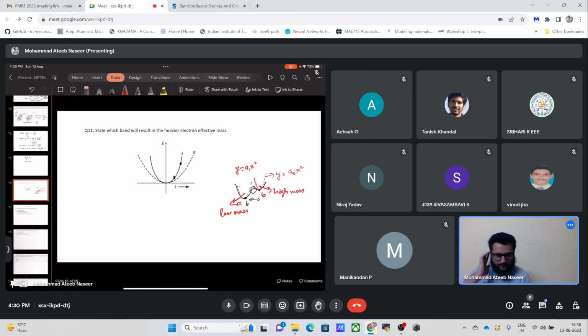Now, all of you answered this question, and I was happy about this, because you have some concepts regarding these band structures, and band structure is the penultimate thing that you need to know. Band diagram and band structure are enough for you to understand the device physics.